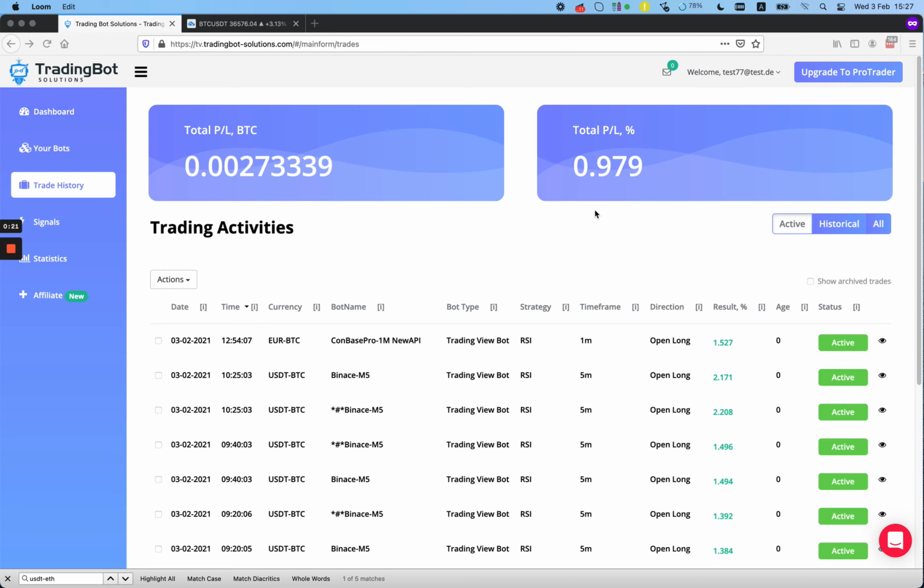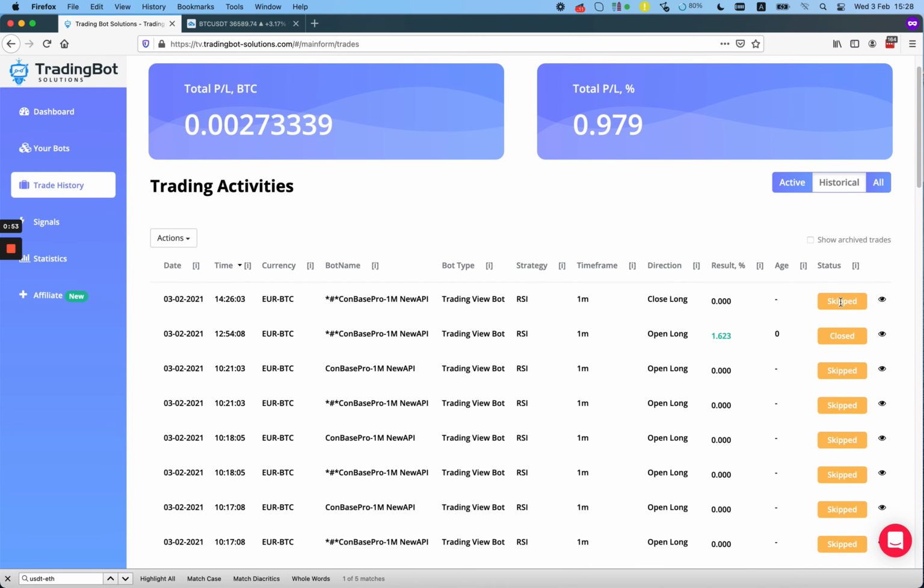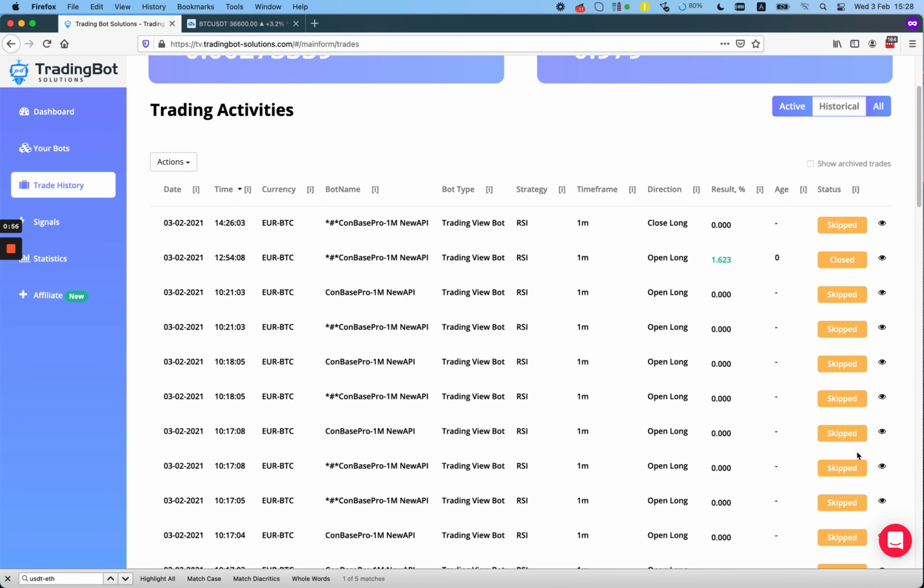On the top you have 3 options or buttons. By default you will see the active trades. You see here, these are all my active trades, and I can also look at the historical trades. This can take a time to load, because if you have a lot of historical trades, that will take quite some time. So here in the historical trades you see also skipped and closed signals.